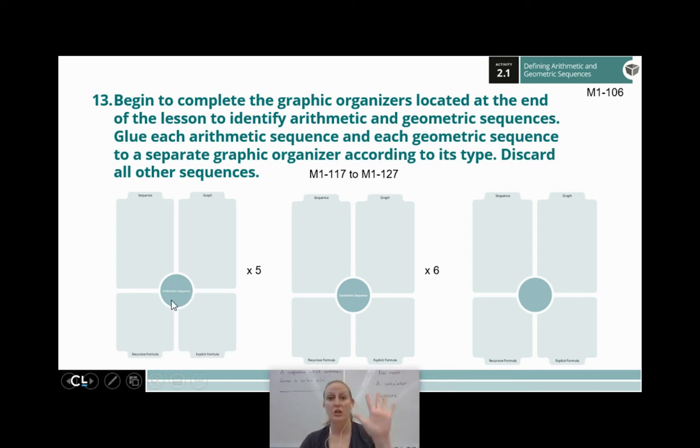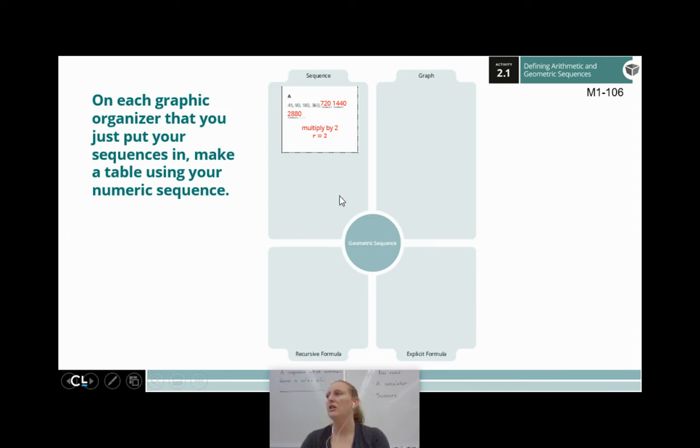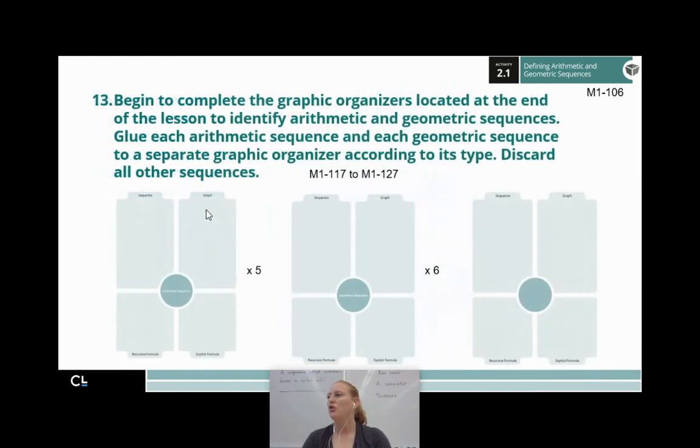So for the arithmetic ones, we had 5 of those. You're just going to glue in 1 per page where it says sequence. Glue it in at the top, because underneath it, you're going to make a table. So go ahead and start by gluing in all of these. Again, make sure you glue your 5 arithmetic sequences onto the pages that say arithmetic and glue in your 6 geometric sequences onto the ones that say geometric. Go ahead and hit pause to glue those in. And again, push it toward the top because we're going to write below them. So make sure that you glue them in kind of toward the top so you can write underneath. Go ahead and hit pause to glue those in. Hit play to hear further directions.